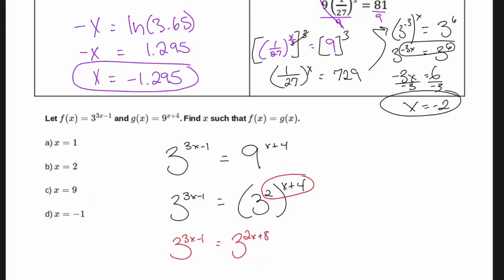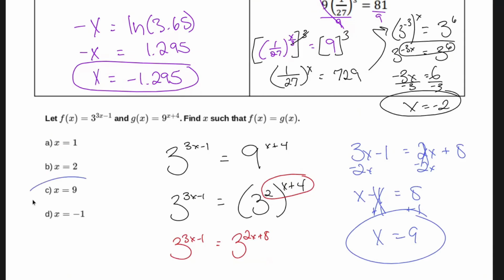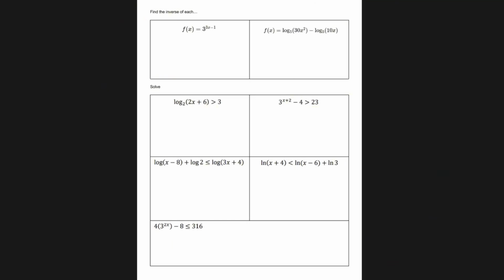Now that the 3s are the same, we could set the exponents equal to each other. 3x minus 1 equals 2x plus 8. Subtract 2x from both sides. That gets me x minus 1 equals 8. Add 1, and x is going to equal 9. All right. Moving along, moving along, moving along.